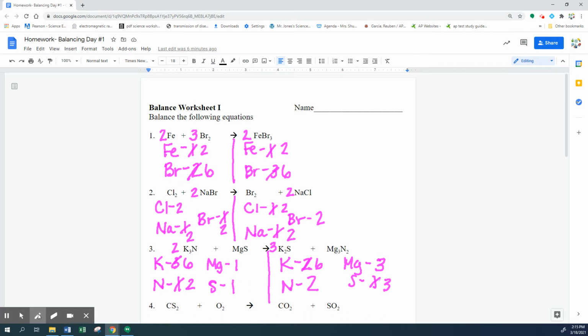Next, we're going to try to do magnesium and sulfur. We have 3 magnesium and only 1 on our reactant side. So I am going to put a coefficient of 3. So that changes my magnesium to 3 and my sulfur to 3. So everything matches now. 6233, 6233.